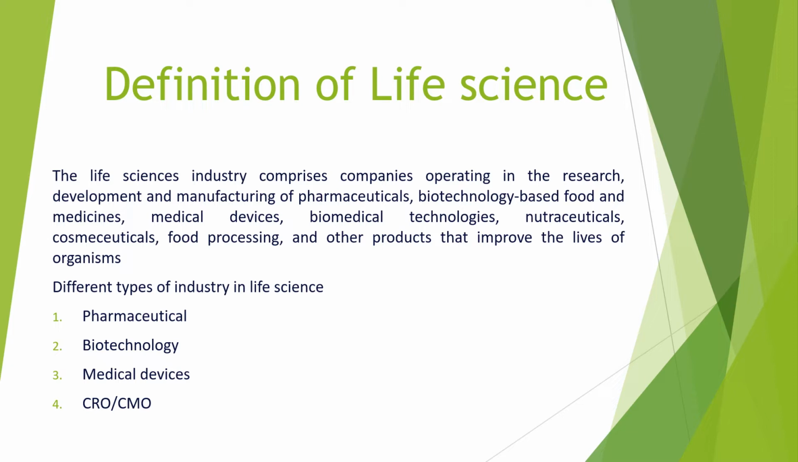So what are the different industries in the life science? The first is pharmaceutical. Pharmaceutical also comprises API, active pharmaceutical ingredients, which I have not mentioned here, but that also comes under pharmaceutical companies. The industries are pharmaceutical companies, biotechnology companies, medical device companies, CRO and CMO. In the next slides we are going to see the definition of each industry.